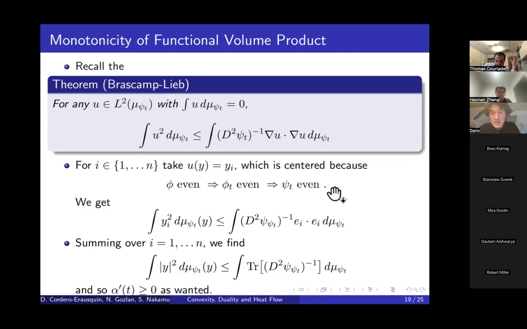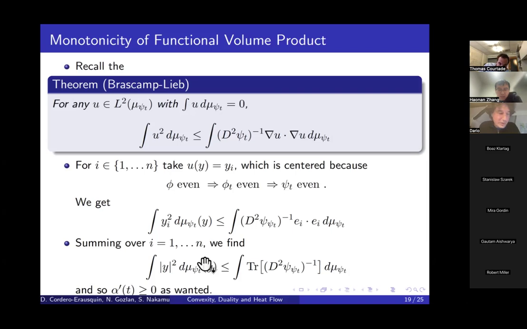And when I sum all these inequalities, I exactly find that the integral of the norm of y squared is dominated by the trace of this Hessian. And this is exactly what I needed to prove that the derivative in time is positive. So this finishes the proof of the Blaschke-Santalo inequality with the use of the Brascamp-Lieb inequality.